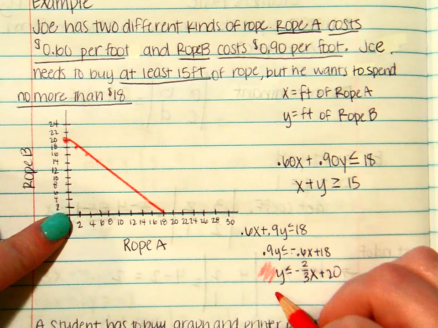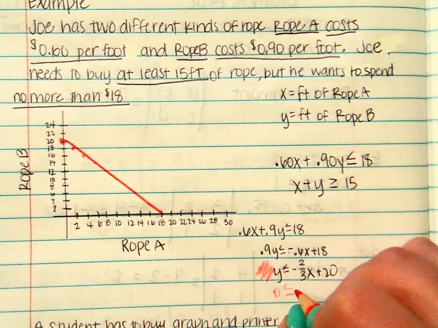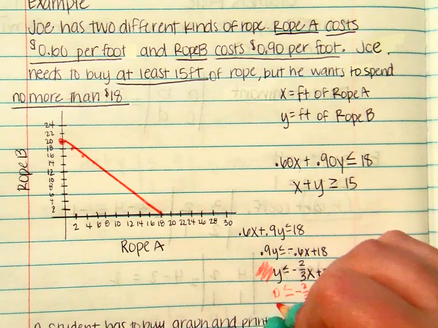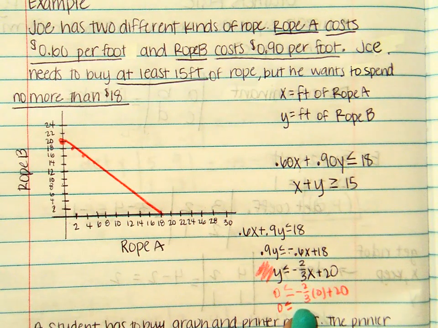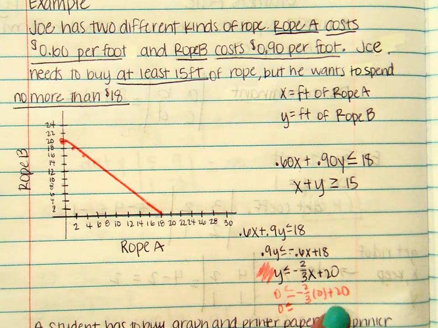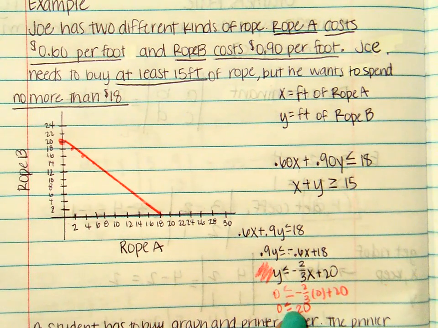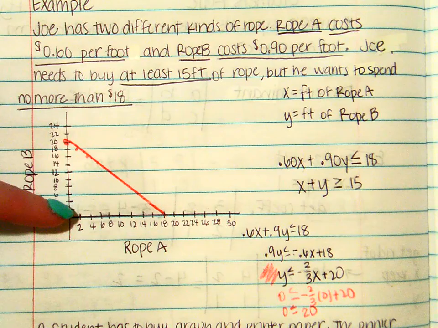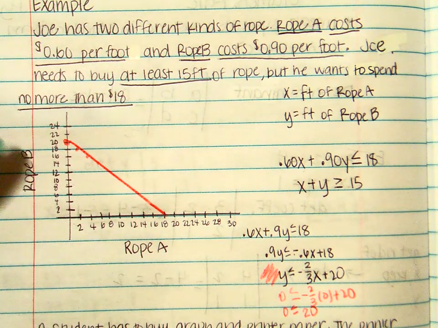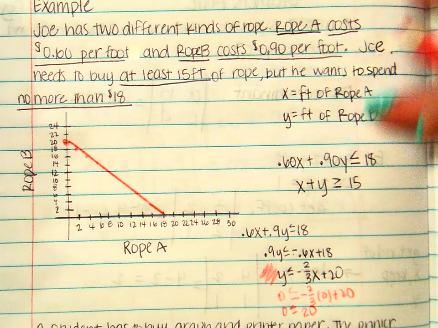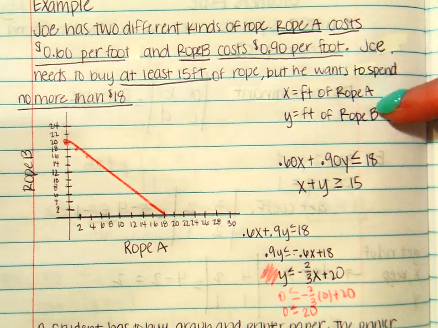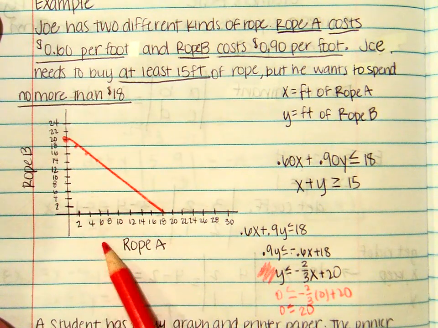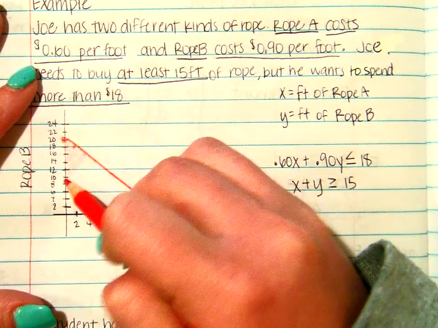So I substitute 0 in. So I'm going to have 0 is less than or equal to negative 2/3 times 0, plus 20. So 0 plus 20 is 20. So 0 is less than or equal to 20. So that means I'm going to want to shade where my test point is, which is here. Now something that you need to keep in mind with these, we're talking about the feet of rope that he's purchasing. Those aren't going to be negative numbers. So we don't want to shade everything. We just want to shade positive, okay? So on the same side as the test point.